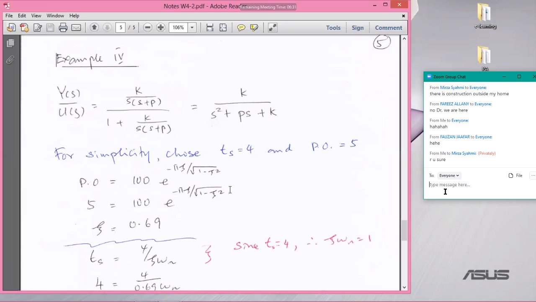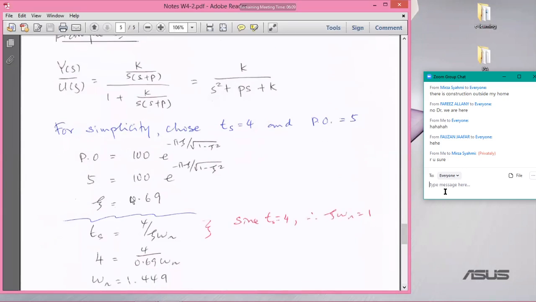But let us go back to the specification. We want the settling time to be equal to 4, and we want the overshoot equal to 5. Overshoot is just a function of damping ratio, so we can quickly solve for damping ratio from the overshoot. Now, if you want the overshoot to be 5%, it looks like the damping ratio must be 0.69.